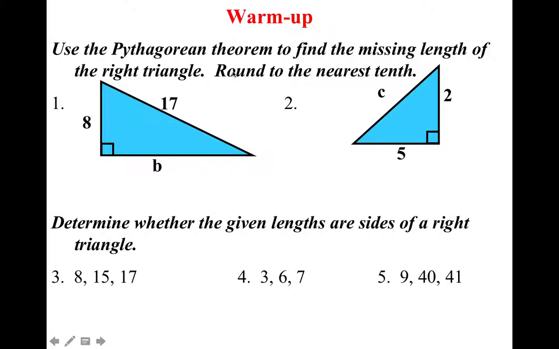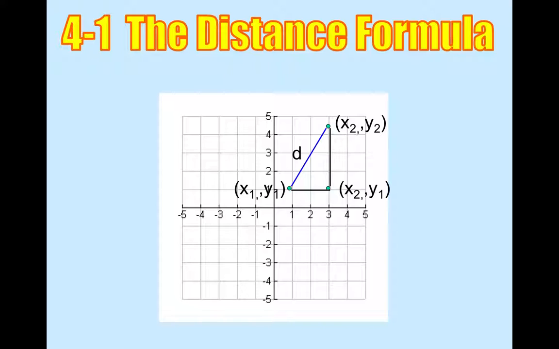Hello. So I have a couple of problems right here that you can use as a warm up to help get your mind going on these things, dealing with distance and stuff like that. It says use the Pythagorean theorem to find the missing lengths of the right triangle, round to the nearest tenth. Those are just some warm up problems that I put out here. But let's move on to what we're dealing with today.